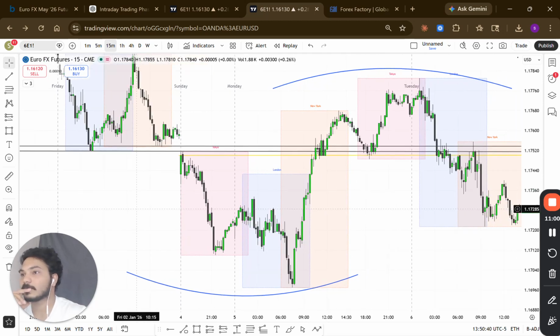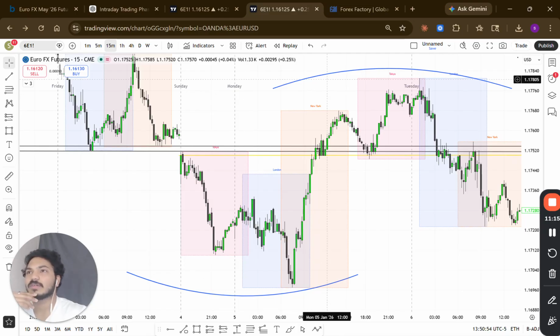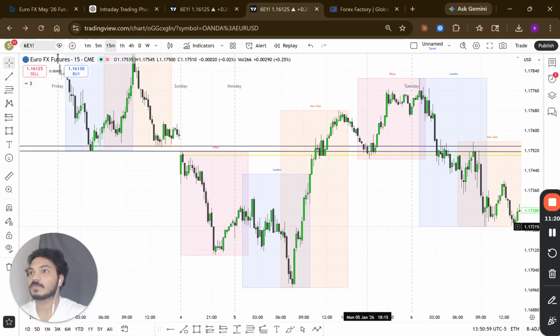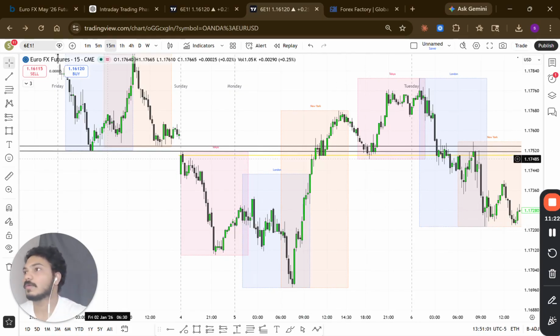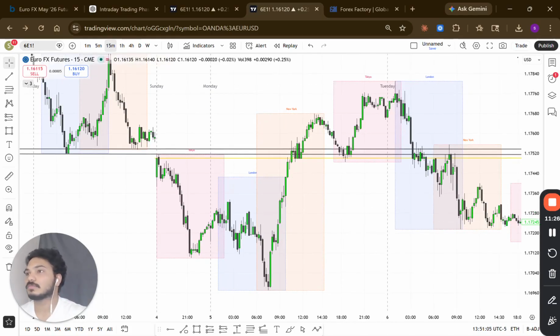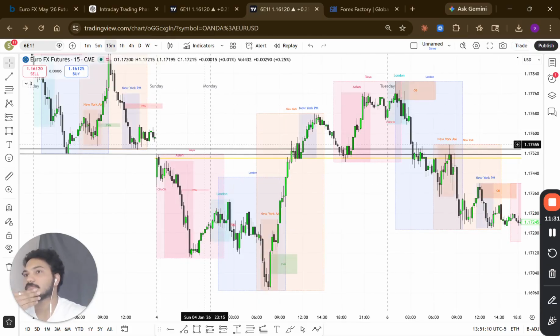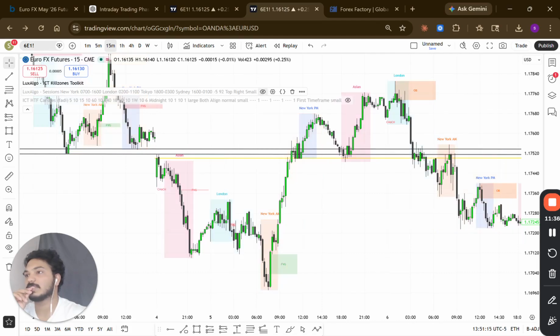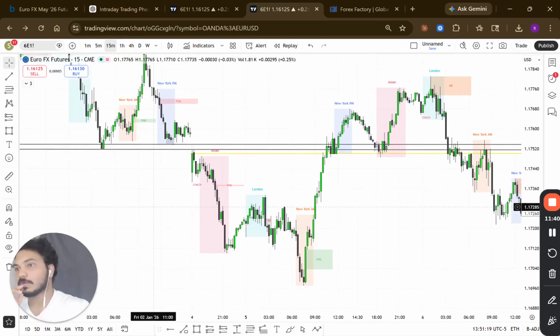It opened here. If you see, it fell through this Asian range high and low. I'll just remove this, it's clumsier. I'll keep these. Now let's add ICT zones as well, and I'll close these sessions so it's easier for us now.